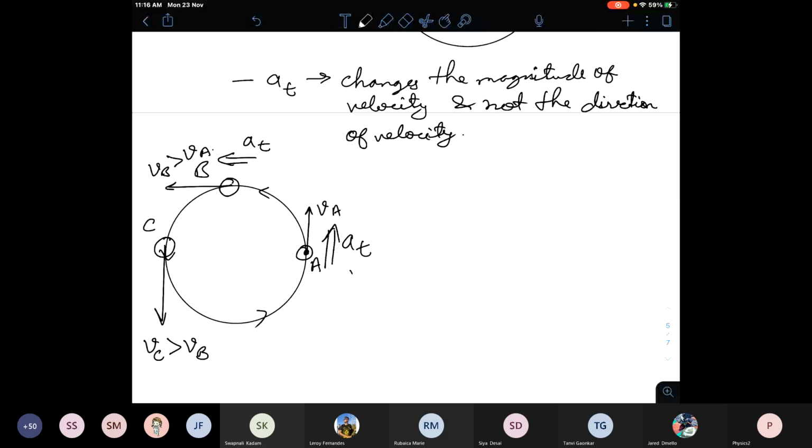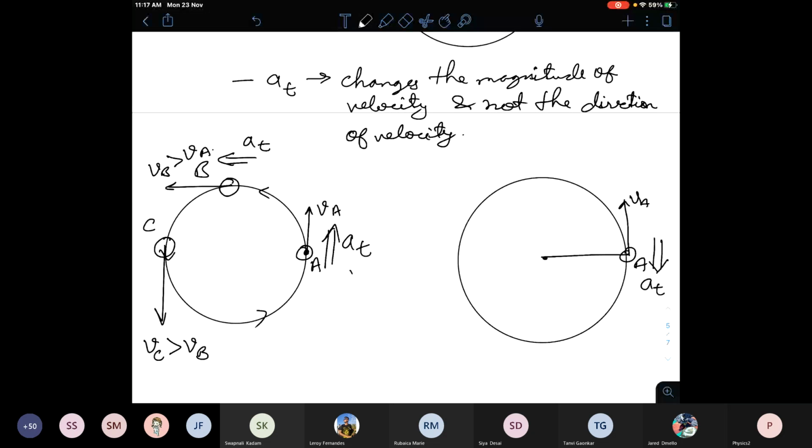ठीक है, direction changes because of centripetal acceleration, but magnitude changes because of tangential. ठीक है, another type you can say, another variation in tangential acceleration is, suppose the particle is at point A, its velocity is va like this, but the direction of tangential acceleration is in the opposite direction. ठीक है, I told you acceleration's direction is never determined by the direction of velocity. It is always determined by force.